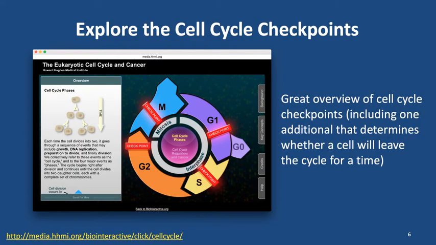One nice website for this, you can go to the Howard Hughes Medical Institute website, HHMI, and they actually have a really cool overview of these different checkpoints. You'll see they actually include 4 checkpoints in here. Your book only really talks about 3 of them, but still, it's a pretty cool resource that explains how the checkpoints work and what they do.